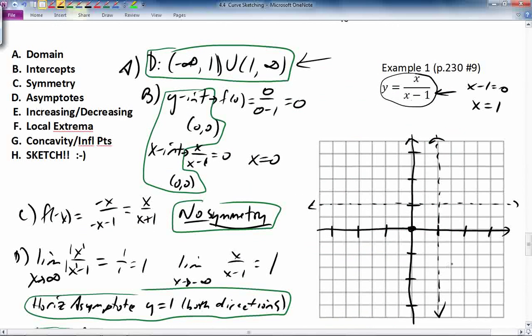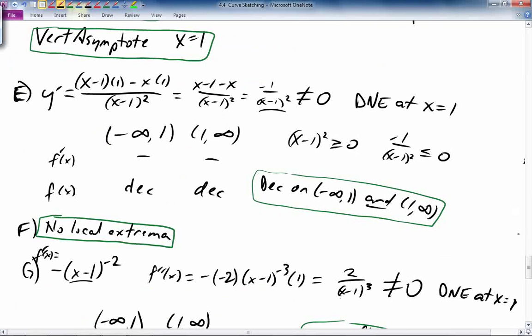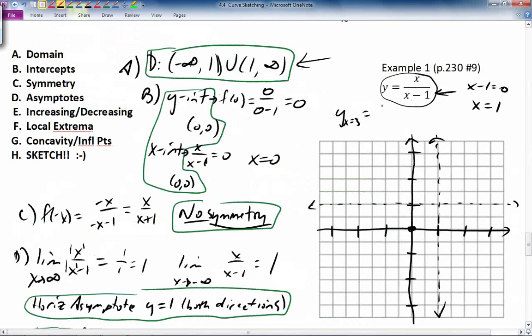Okay? So I don't really have a lot of information here, so what I would probably do is get a couple more points. For example, y at x equals 3 is, oh wow, that was nice, 3 over 3 minus 1. That's 3 halves. So that's going to be 1 and a half. So that's going to be that point right there.